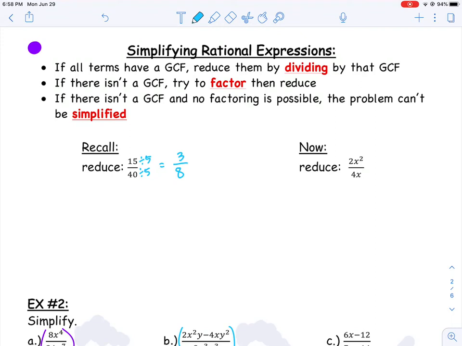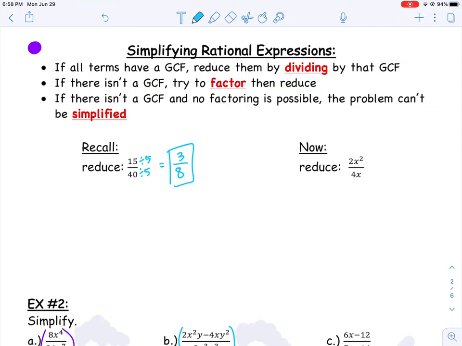Now, is there another greatest common factor between 3 and 8? Any number that divides into 3 and 8 at the same time? I can't think of any. So it looks like this would be the reduced or simplified version of 15 over 40. My reduced answer would be 3/8.